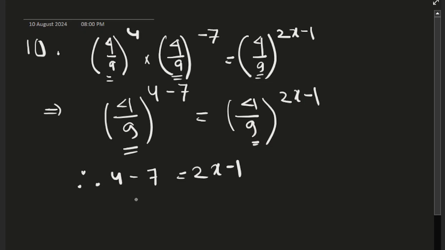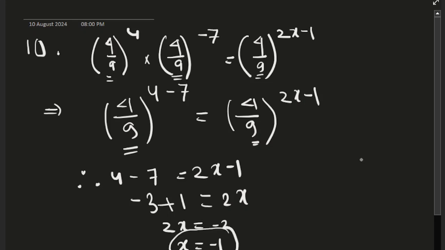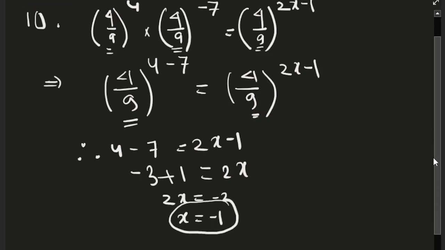4 minus 7 is minus 3, and this minus 1 will go to the left side and become plus 1, which equals 2x. So 2x equals minus 3 plus 1, which is minus 2. So x will become minus 2 by 2, which is minus 1. So the value of x is minus 1. It was a very easy question.